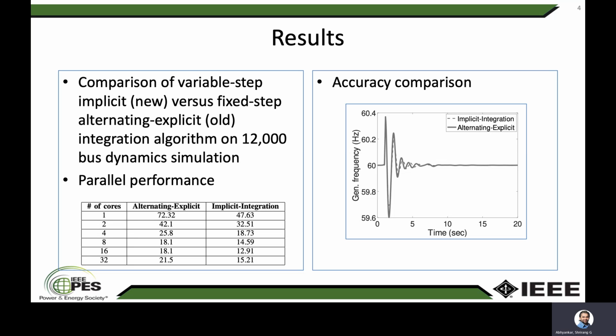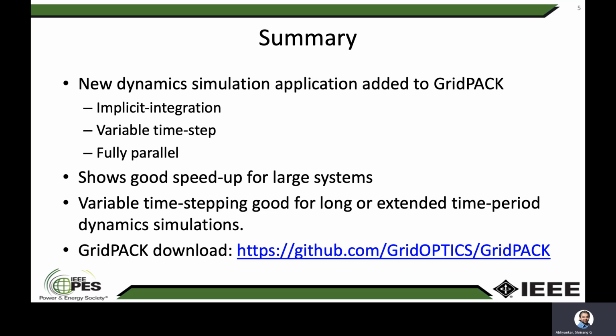The figure on the right shows the accuracy comparison. It compares the frequency of a certain generator using the two approaches. And as you can see, the implicit algorithm shows qualitatively the same trajectory as its alternating explicit counterpart. So we also have a good accuracy for this new dynamic simulation application.